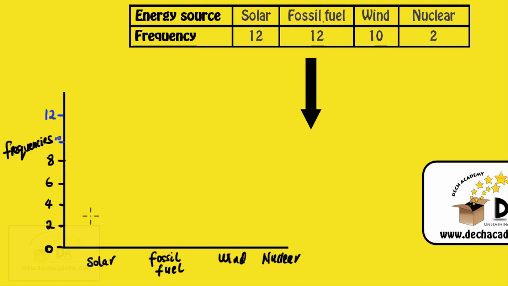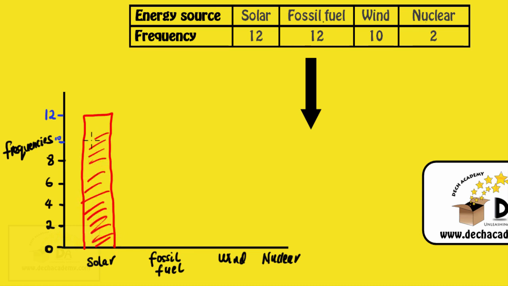Now usually it's good practice to make the bars of equal widths, but because it's going to be a rough sketch, I may not be able to achieve that. But the key thing now is that you plot a bar with a height that corresponds to a frequency of 12. So I'm going to use different colors for the different groups. I'm going to stop at 12. So this means that 12 scientists chose solar energy based sources.